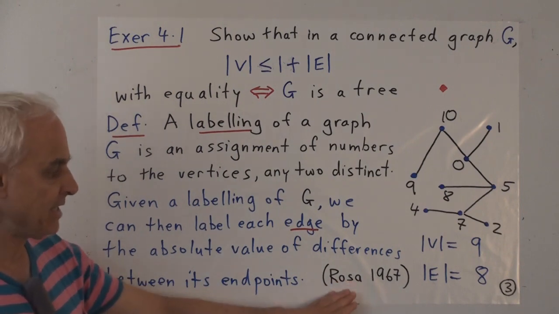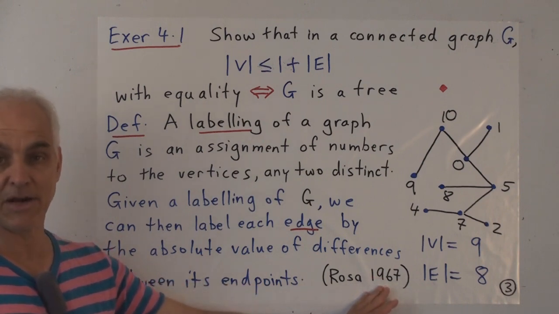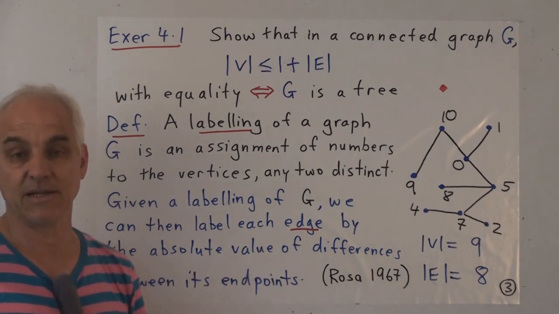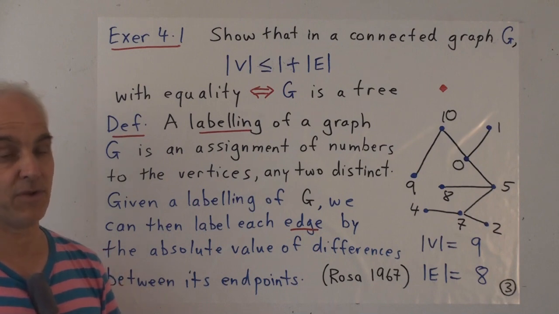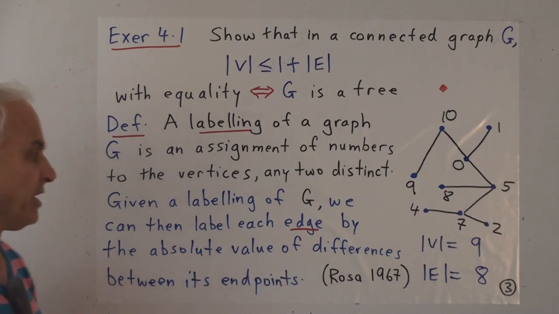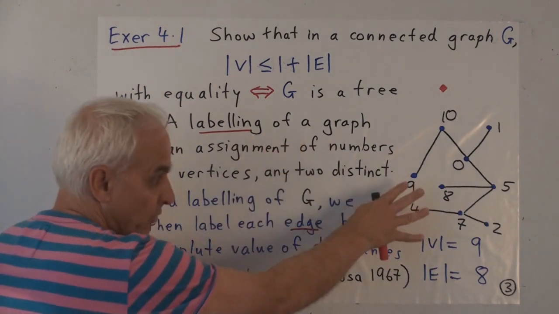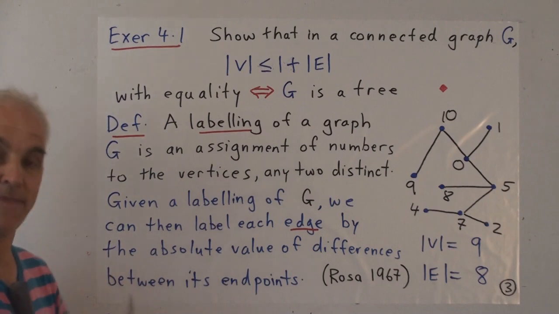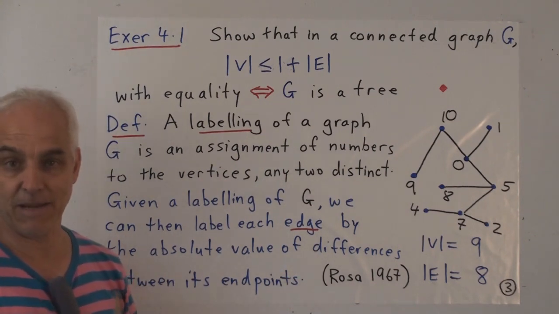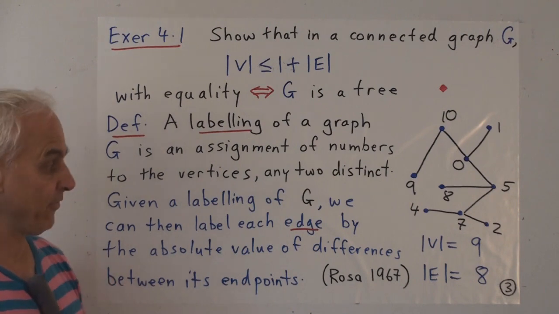So this is an idea introduced by Rosa around 1967, who was basically the pioneer here, who introduced this notion of graceful labeling. Although he had another name for it, it's essentially his idea. Alright, so what do we mean here? Well, if we start with a labeling of the vertices, we can then create a labeling of the edges. The same thing I was doing on the previous examples.